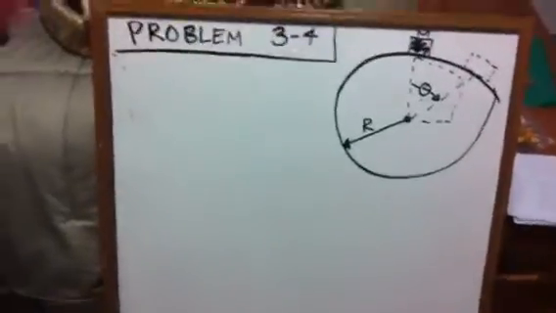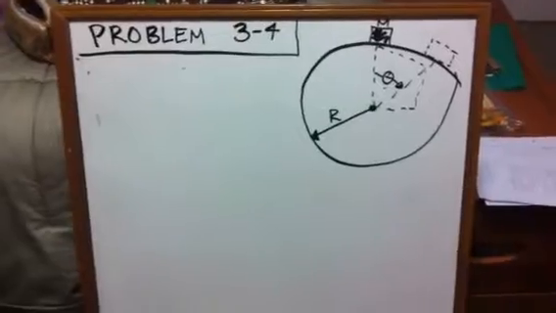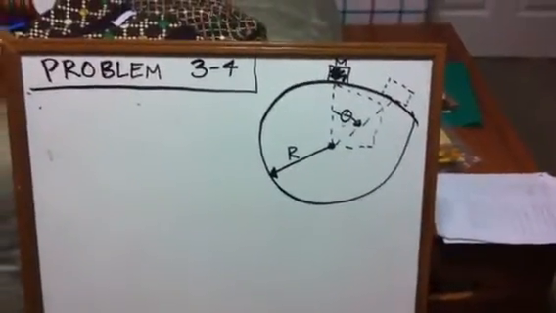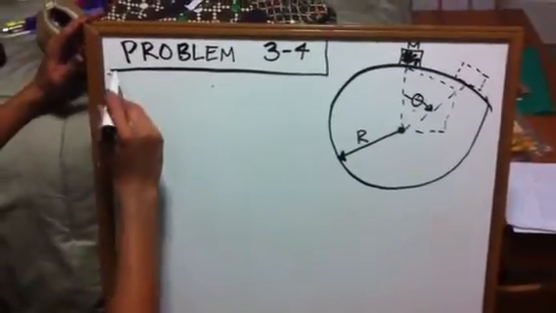Problem 3-4. A particle of mass m slides down a fixed frictionless sphere of radius r, starting from rest at the top. In terms of m, g, r, and theta, determine each of the following for the particle while it is sliding on the sphere. 1. The kinetic energy of the particle.